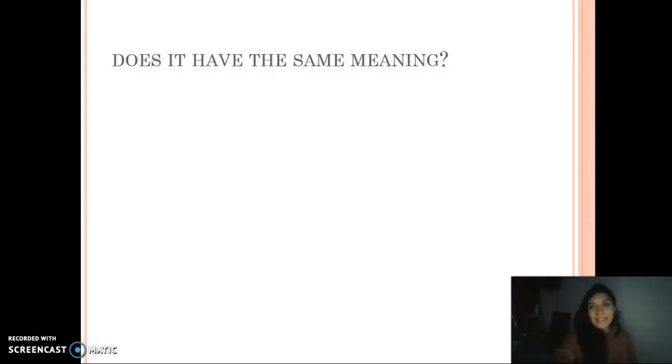So the next activity is related to those special verbs that can be followed by infinitives and gerunds, but they change the meaning of the sentence. So you need to bear in mind the different context of the sentences that we have here in order to choose the correct option, gerund or infinitive.